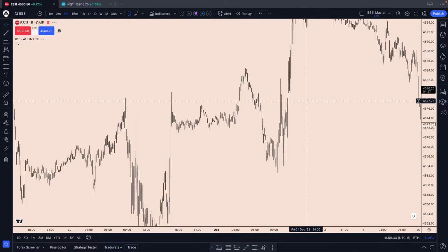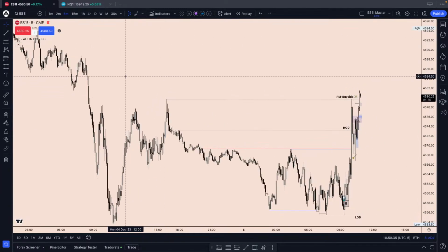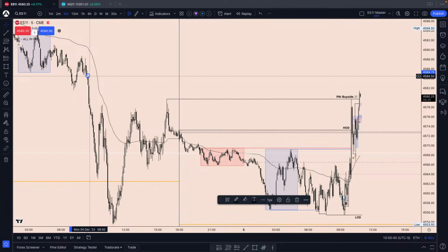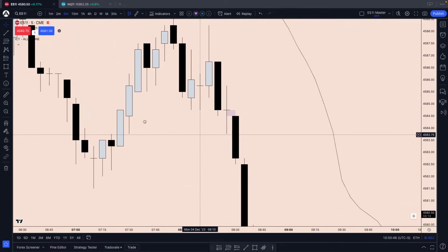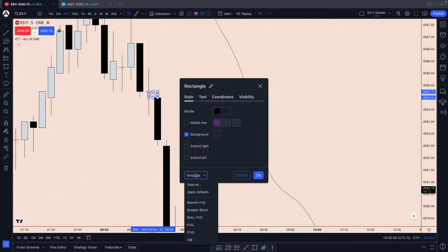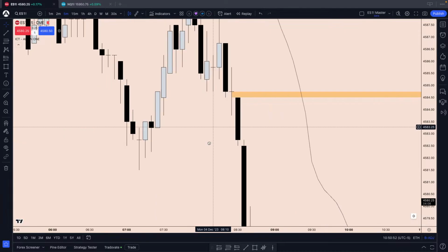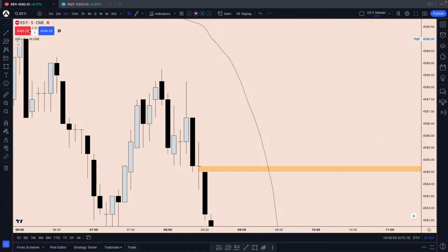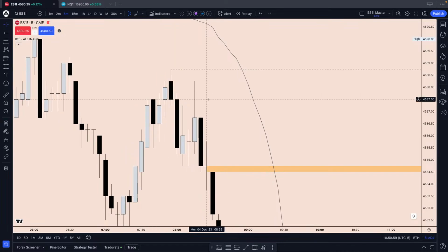Let's go to the 5 minute and see. Next buy side liquidity, we have an unfilled volume imbalance right here to the right. Let's try to expand that out. Now let's zoom in here quickly. Volume imbalance, extend right. Buy side liquidity.